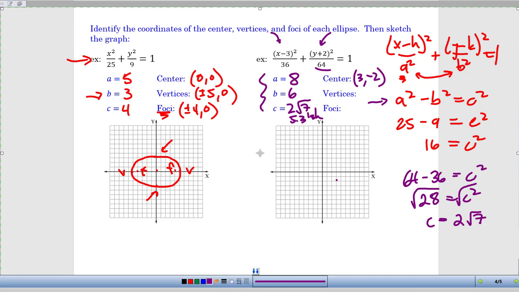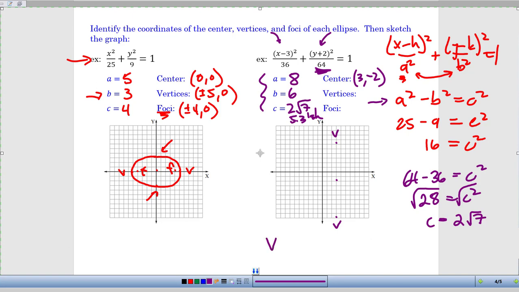Now A is that long way across the ellipse. So in this case, again, because a squared was underneath the y squared denominator, we're going to go up and down 8 units. So 2, 3, 4, 5, 6, 7, 8 up, and then 8 down takes us all the way down there to the bottom. And so these are our two vertices. Those are the farthest points that the ellipse ever gets from the center.